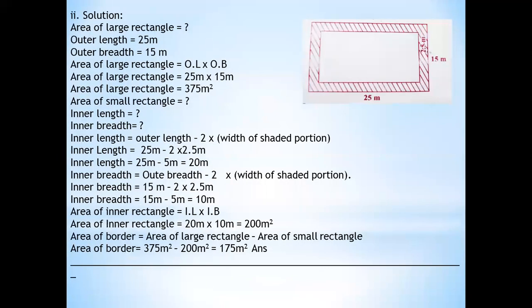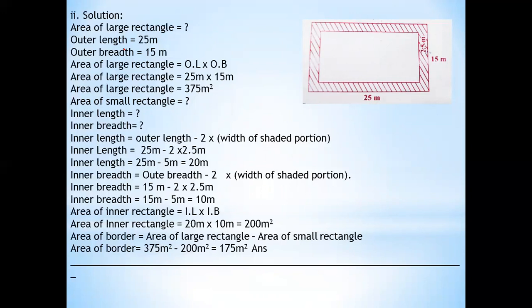Dear students, this part is also about finding the area of the border, and in this part we are given the values of the small rectangle. Here we are given the length and the width of the small rectangle, and we have to find the area of the small rectangle. After that we have to find the outer length, then the outer breadth, then the area of the large rectangle, and in the last we have to find the area of the border, that is always equal to the area of the large rectangle minus the area of the small rectangle.